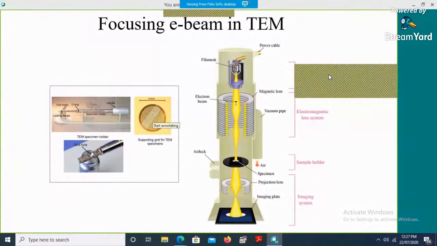Here, the sample has to be very thin and narrow, or a fine powder that is deposited on a small disc of copper, which of course has a mesh, typically 200 mesh or 300 mesh, and on which there is a small membrane. So the particles get stuck onto the membrane, and then that is loaded onto the sample holder. It's a small cavity, and then this sample holder is inserted into the column.